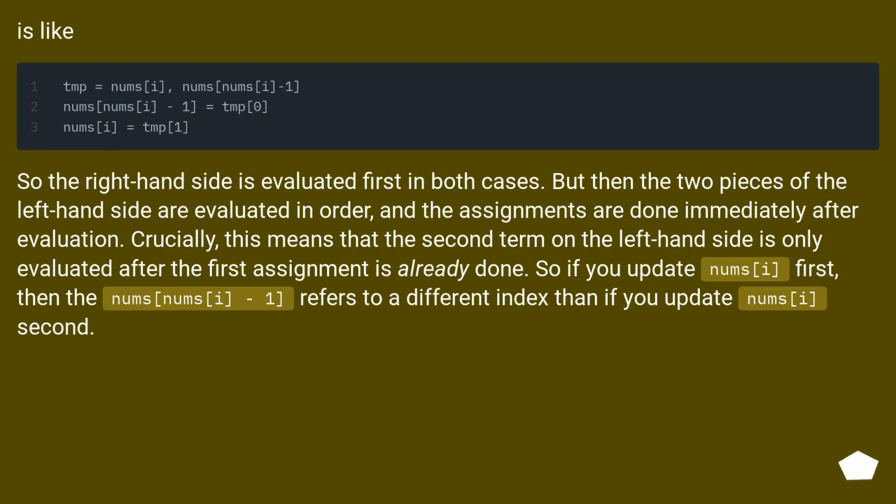So the right-hand side is evaluated first in both cases. But then the two pieces of the left-hand side are evaluated in order, and the assignments are done immediately after evaluation. Crucially, this means that the second term on the left-hand side is only evaluated after the first assignment is already done. So if you update nums[i] first, then the nums[i - 1] refers to a different index than if you update nums[i] second.